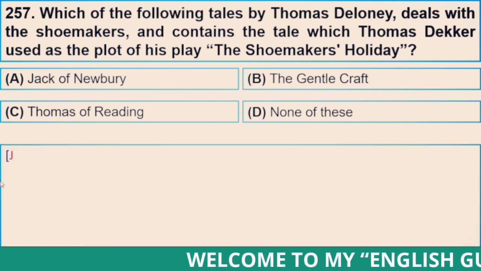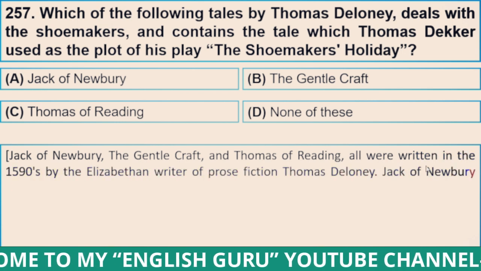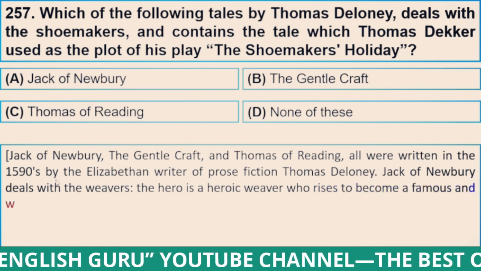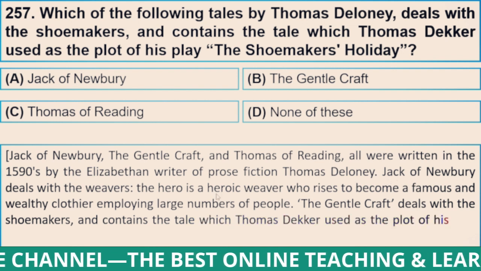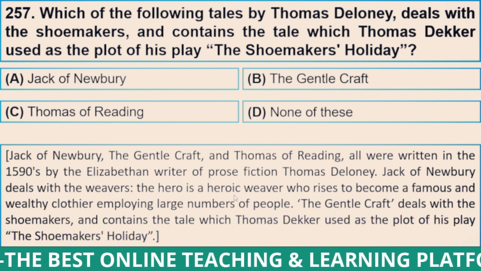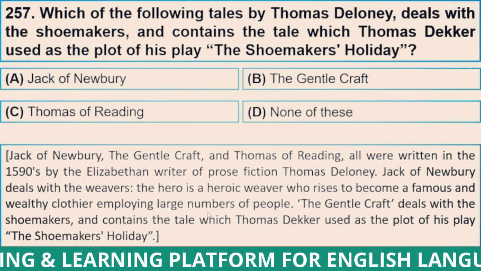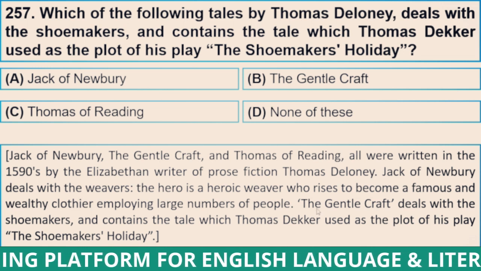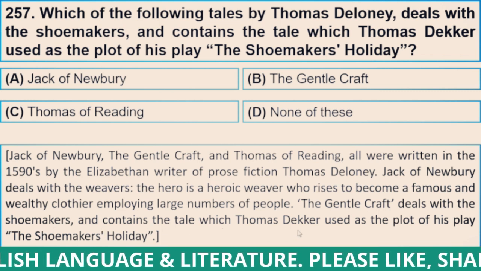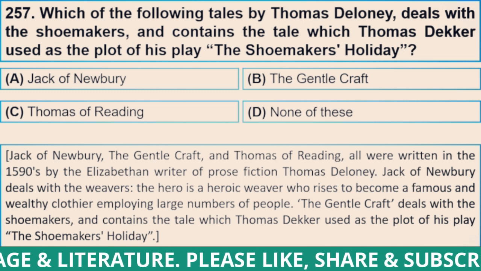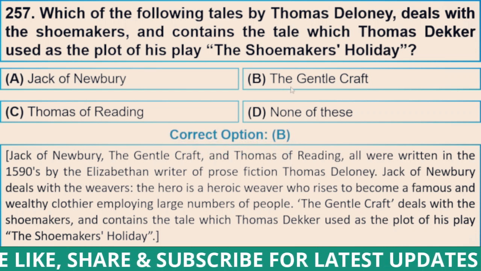Let me explain it. Jack of Newbury, The Gentle Craft, and Thomas of Reading all were written in the 1590s by the Elizabethan writer of prose fiction Thomas Deloney. Jack of Newbury deals with the weavers. The hero is a heroic weaver who rises to become a famous and wealthy clothier, employing a large number of people. The Gentle Craft deals with the shoemakers and contains the tale which Thomas Dekker used as the plot of his play The Shoemaker's Holiday. Here correct option will be B, The Gentle Craft.